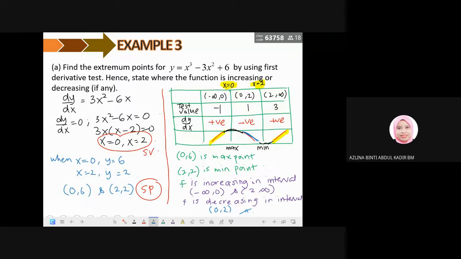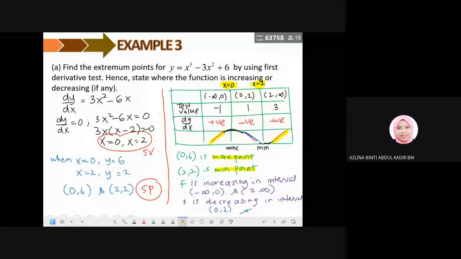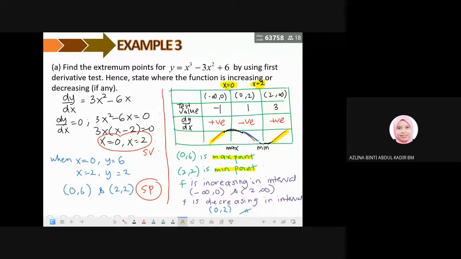First we identify the extremum points, that means maximum point and minimum point. Then we identify the increasing or decreasing interval, based on the first derivative test. Last week we did up to stationary points; with stationary points we identify which one is the maximum or minimum point. Can you understand so far? Copy first.